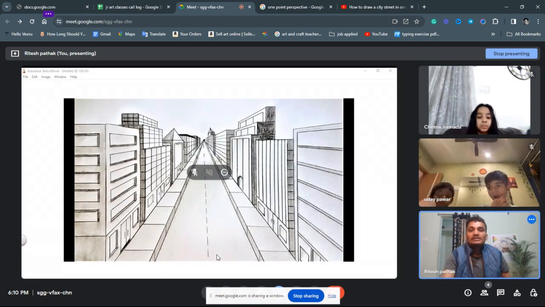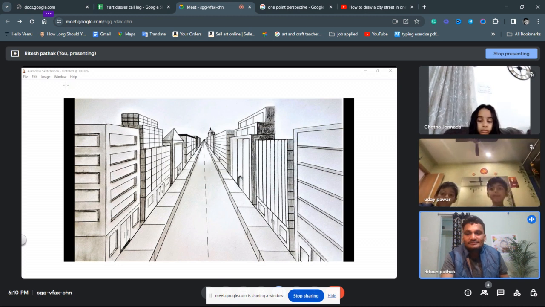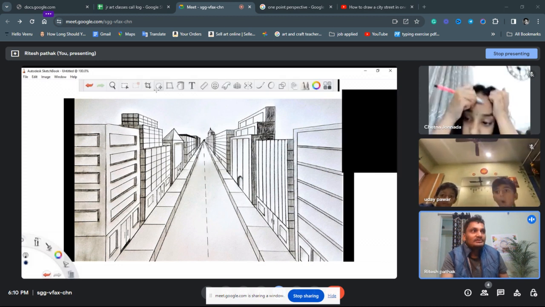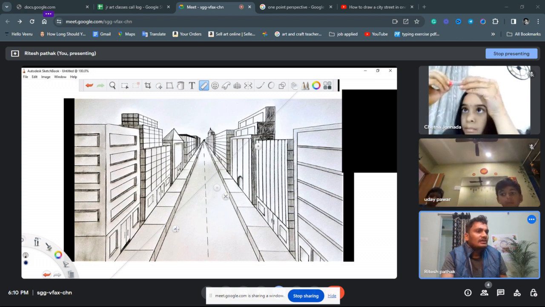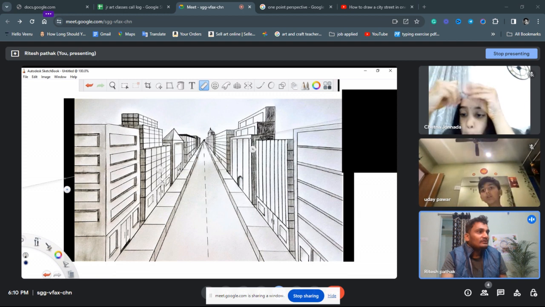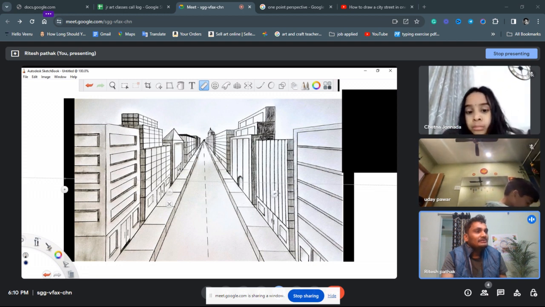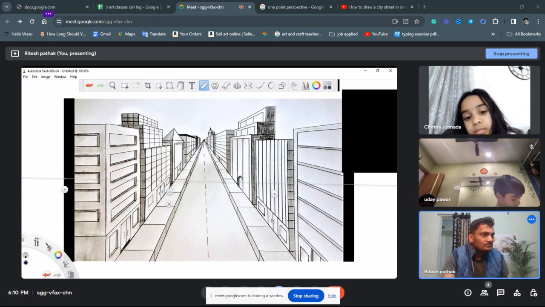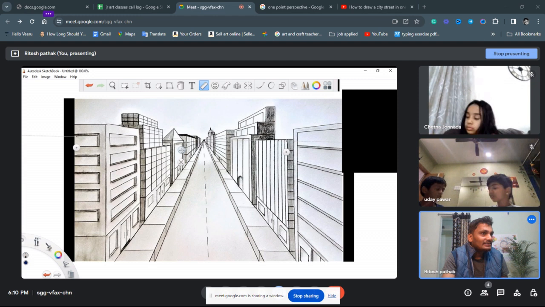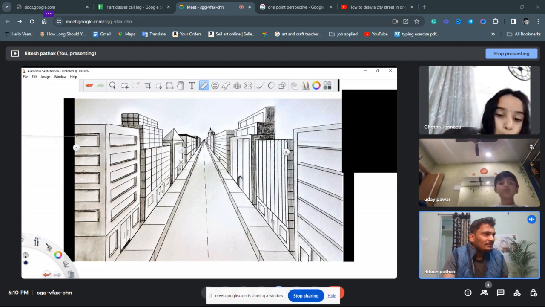Yes, good. So, guys, you understand better what to do first, right? So, I'm going to do that here. I will explain you about this drawing, how to do. Guys, this is also one point perspective, right? So, can you see where is eye level in this drawing? Eye level is here. Hope everyone is able to see this, able to understand.